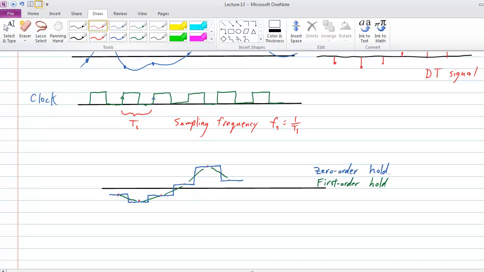Let's just write those down. If you knew that x of t was piecewise constant, at the sampling frequency with 1 over Ts, then of course zero order hold gets you back your signal, right?